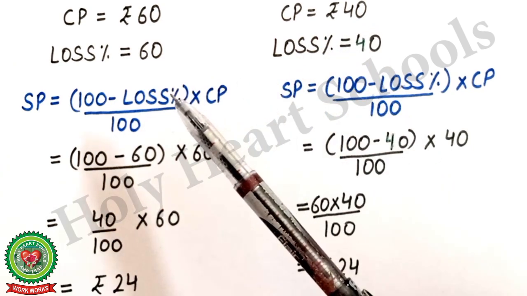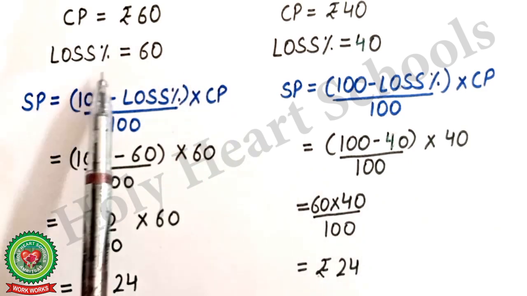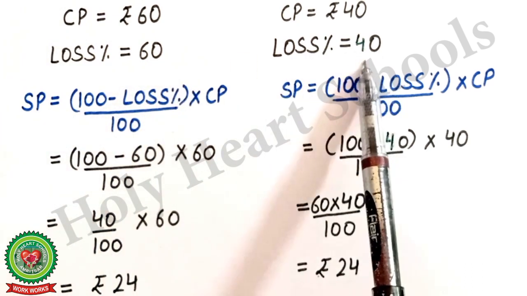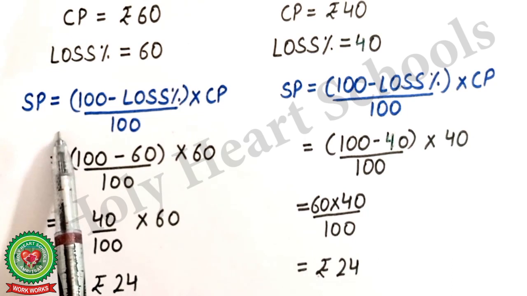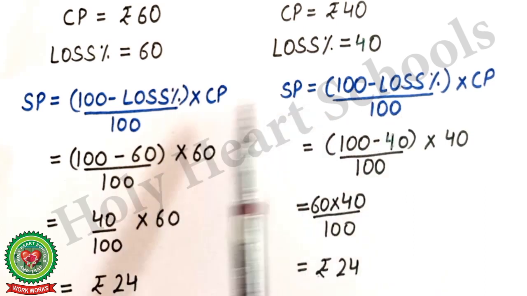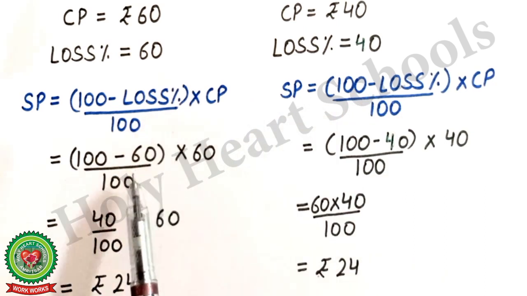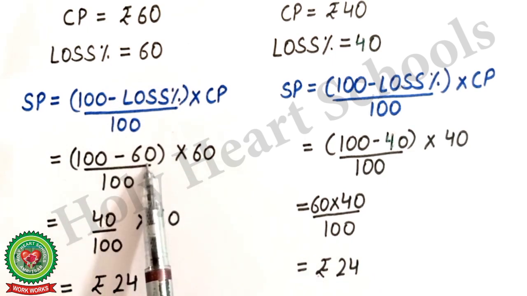According to the statement, loss percent and cost price are both the same. So the loss percent is 60 in the first case, and in the second case the loss percent is 40. Now the formula to find selling price is (100 minus loss percent) upon 100 into CP, the same in both cases. Filling in values: (100 minus 60) upon 100 into 60. 100 minus 60 is 40, so 40 upon 100 into 60. After cutting, the answer is rupees 24. So the selling price is rupees 24 in the first case.